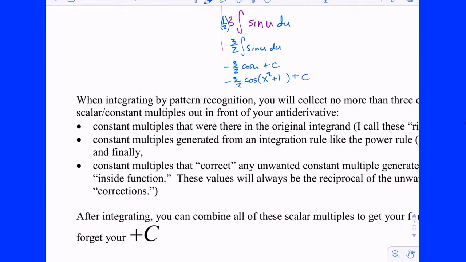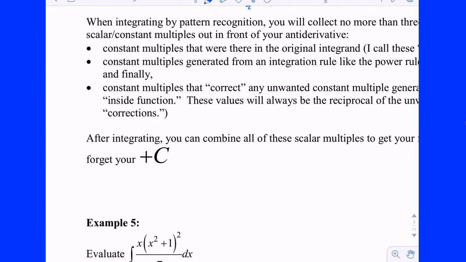So this bullet points just kind of reminds you of what I've been saying then. You're going to have at most 3 types of constant multiples in your answer in the end. Some that were there in the beginning, some that you've added as a correction, and then some that are there from rules. Combine them all in the end, and don't forget your plus C.